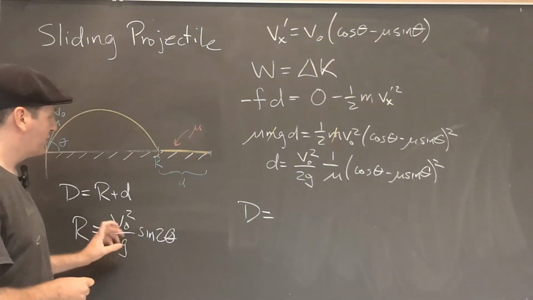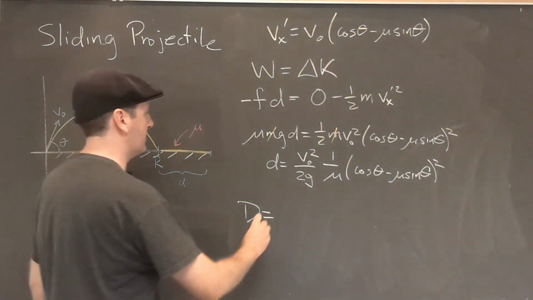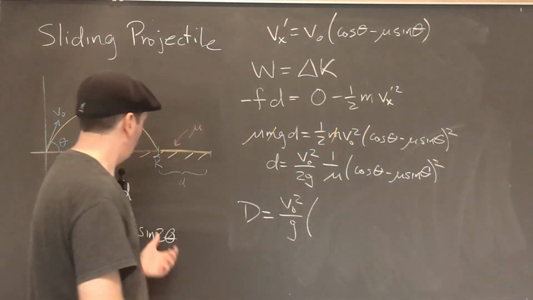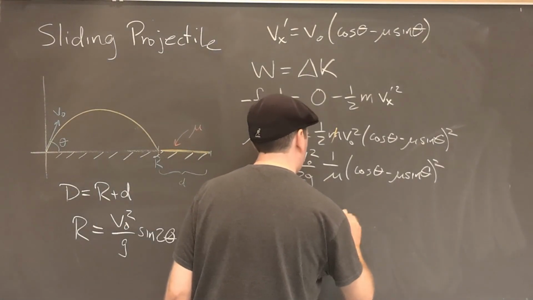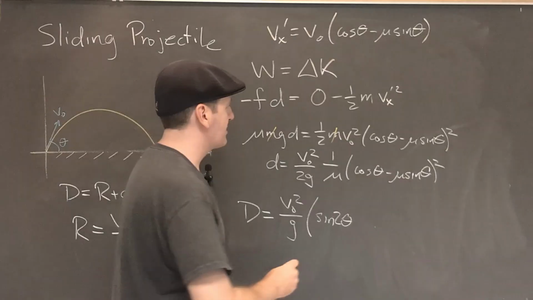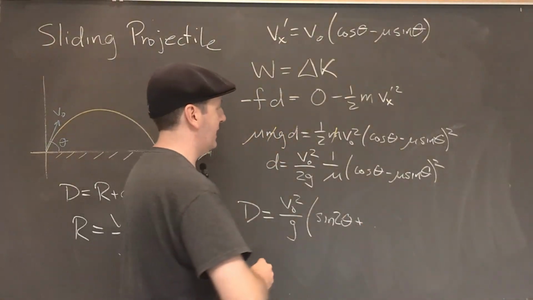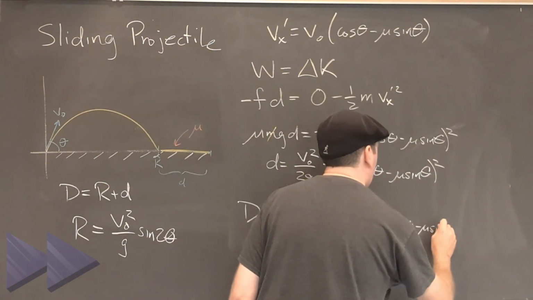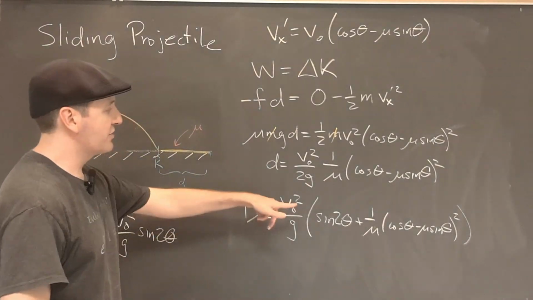So let's go ahead and write down our total distance. The v naught squared over g I'll pull out from both terms just to have a common factor. I have a sine 2 theta from the range formula. And then I have this piece that involves the coefficient of friction from my energy considerations. Okay, so that's the total distance as a function of theta.